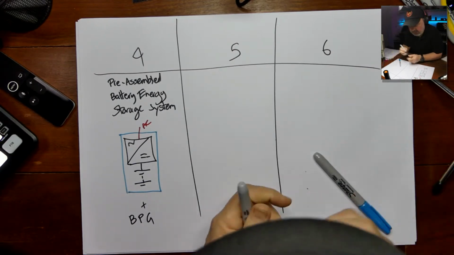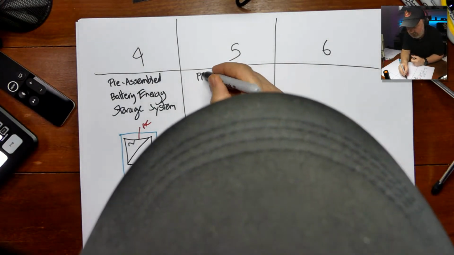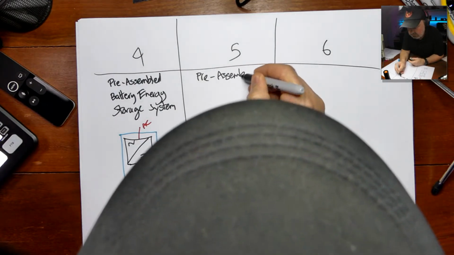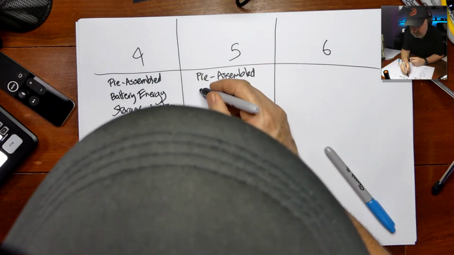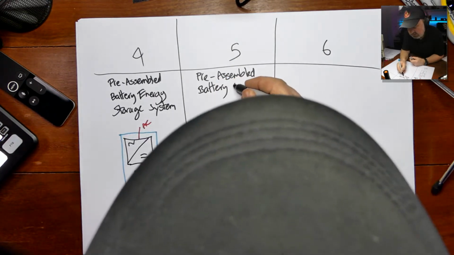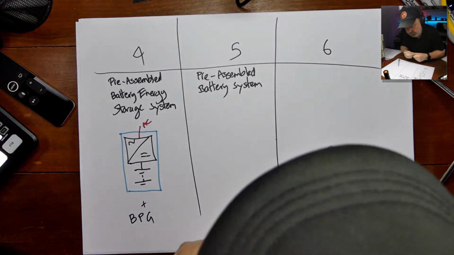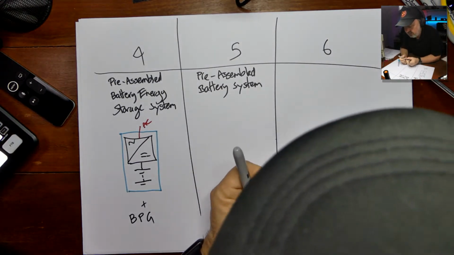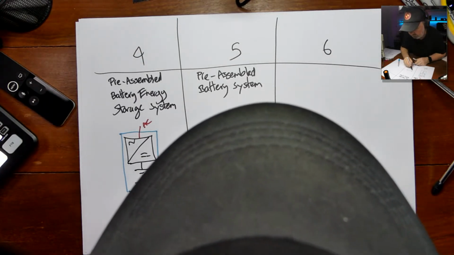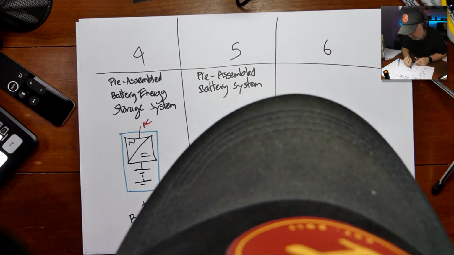Next, we've got a pre-assembled battery system. It sounds awfully similar. Now we're just talking about a battery, and it may include some battery management as well. So we've got what we could call a battery management system and a battery.